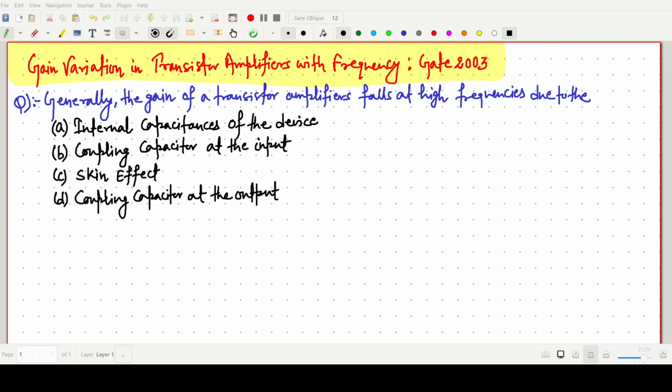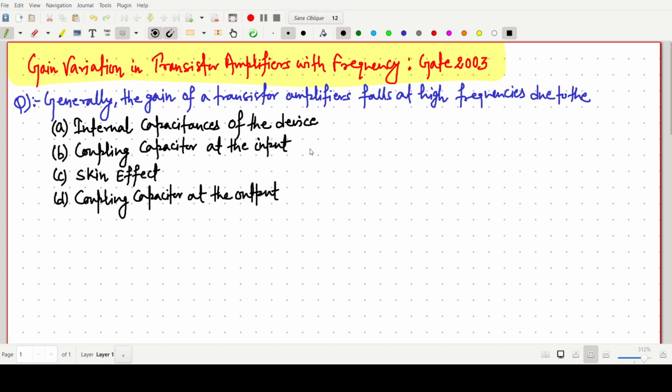Welcome everyone. In this video lecture, we will solve a GATE 2003 question which is based on the gain of the transistor amplifier with frequency variation. So for this one, there is a question. Generally, the gain of the transistor amplifier falls at higher frequency due to: option A, internal capacitances of the device; option B, coupling capacitor at the input; option C, skin effect; and option D, coupling capacitor at the output.